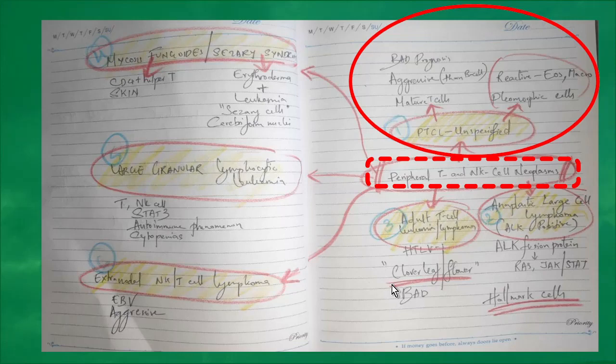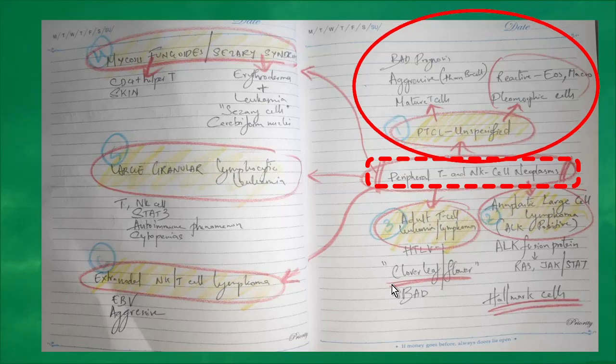Now, out of the peripheral T cell lymphomas, most are put in a wastebasket category, PTCL, peripheral T cell lymphoma, unspecified, where you see a lot of mature T cells in a background of reactive eosinophils and macrophages. Cells are pretty pleomorphic. These reactive cells are due to cytokines produced by the T cells themselves.